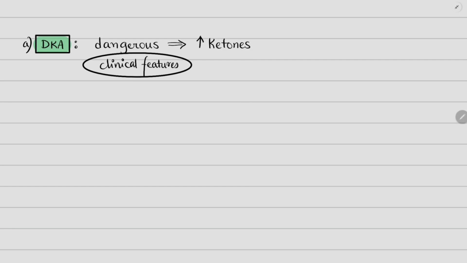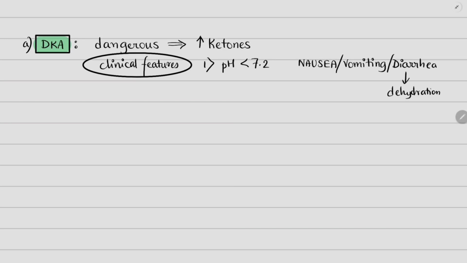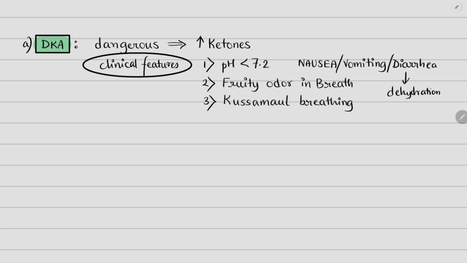The clinical features of this disease are that the pH of the blood decreases below 7.2. This occurs since there is acidosis in the body. It can present as nausea, vomiting or diarrhea, and diarrhea can ultimately cause dehydration symptoms. Number 2, fruity odor in the breath can be found, and number 3, Kussmaul's breathing is found.